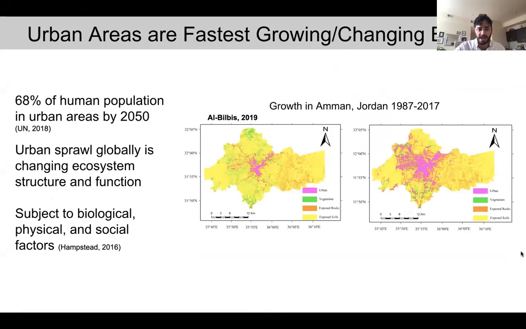So let's jump in. I chose to do this in an urban area because they're the fastest growing and changing biomes in the world. Approximately 60% of the human population is expected to live in urban areas by 2050. Furthermore, urban sprawl is changing the ecosystem structure and thus its function.